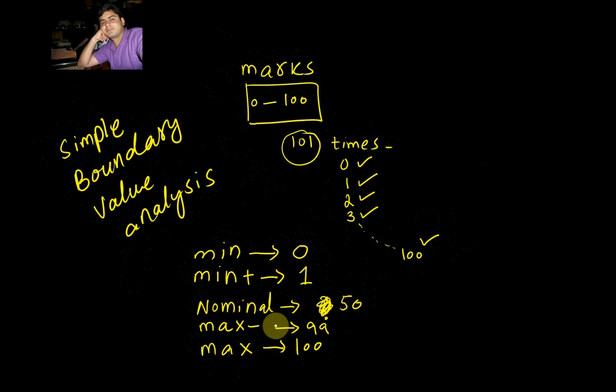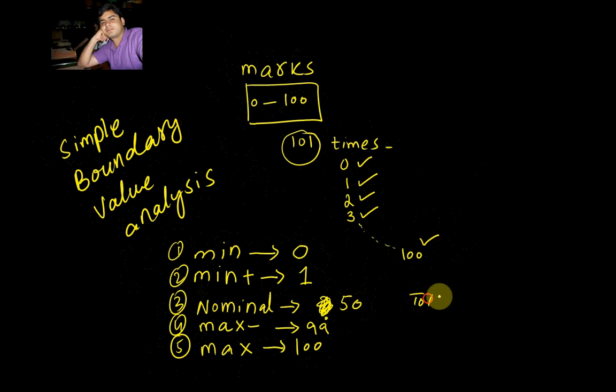So if we implement simple boundary value analysis on the variable marks, where there should be 101 values, we will test only 5 times: one test with the value 0, one with 1, one with 50, one with 99, and one with 100. It means our total test cases in this example are 5.